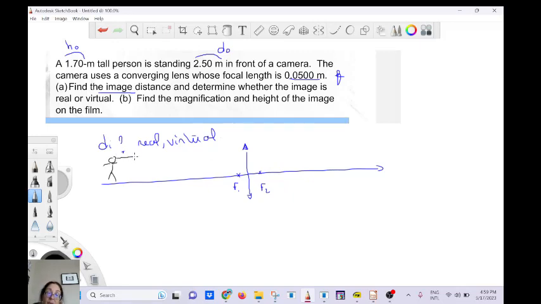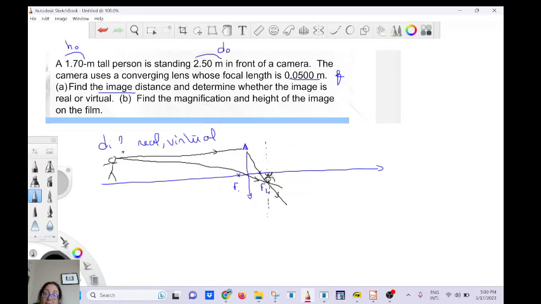So if you have a ray, for example, coming parallel here, you know it's going to go through the focal point there. And if you have a ray going straight through the center here, it's going to go here. So here you have your image on the film, because it's a camera. So you have the film here, so it's like your screen.